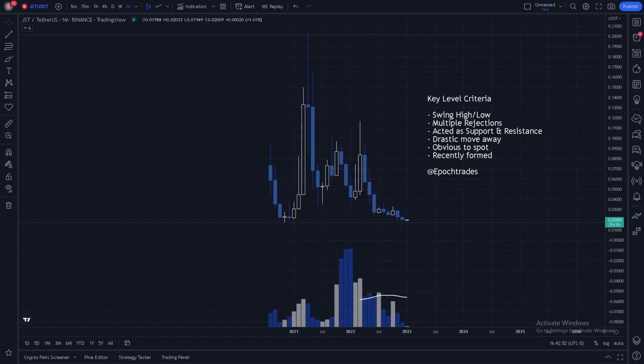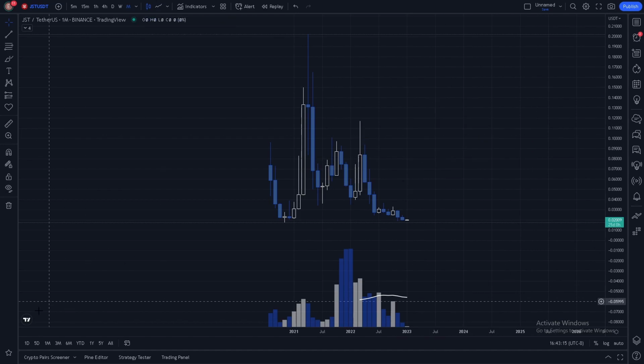Today we're going to be covering key levels on the monthly and weekly time frame for JST. So, as always, our key level criteria: we look for swing highs and swing lows, multiple rejections, acted as support and resistance, drastic moves away, obvious to spot, and recently formed. So, let's go ahead and hop right in.